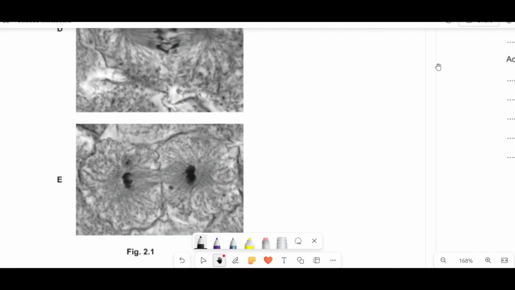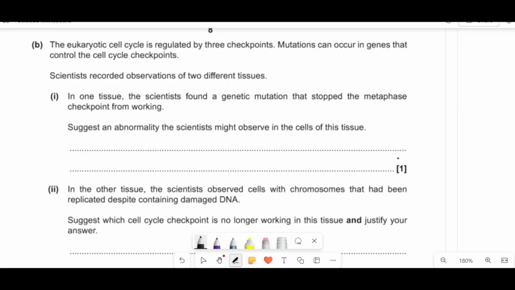I'm not seeing all the other bits and bobs very clearly. I'm not seeing that a new nucleus is forming between each of them. So I'm not going to yap about it and lie. You've got to say what you see in the diagram. So the eukaryotic cell cycle is regulated by 3 checkpoints. Mutations can occur in genes that control the cell cycle checkpoints. Scientists recorded observations of 2 different tissues. In one tissue, they found a genetic mutation that stopped the metaphase checkpoint from working. Suggest an abnormality the scientists might observe in the cells of this tissue.